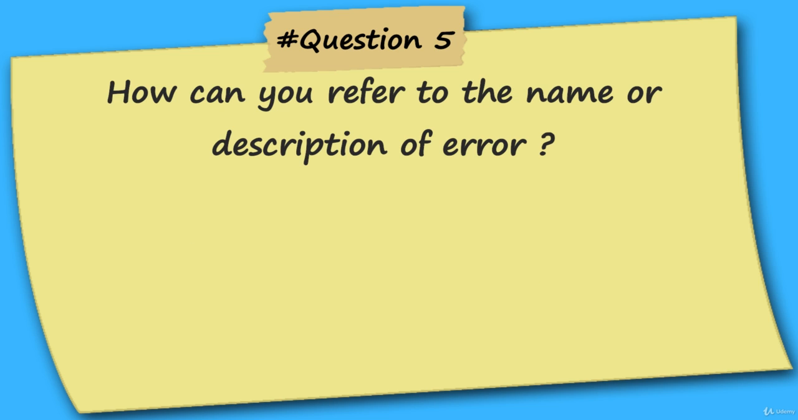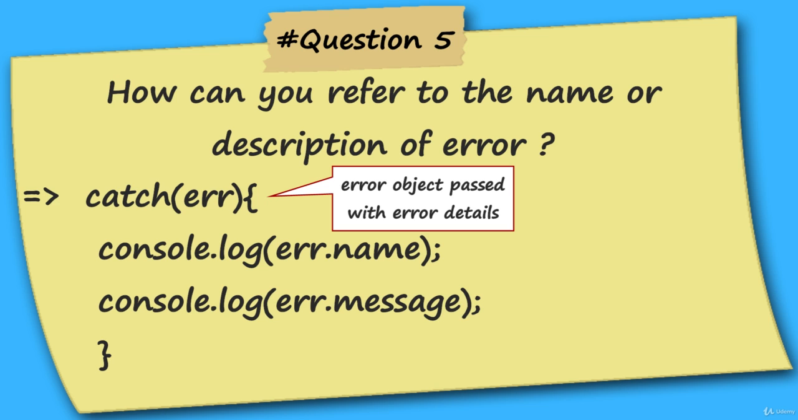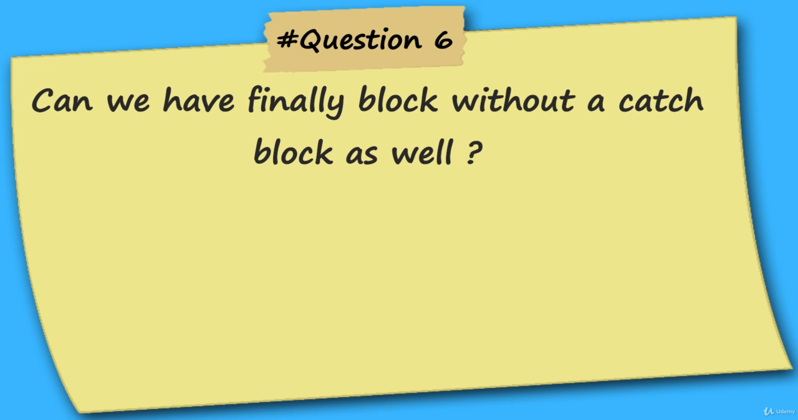The fifth question is, how can you refer to the name or description of error? So inside the catch block, we have seen that this is the ERR object, or whatever you name it. Inside this, there is always the error details passed. So you can say error dot, that is this object dot name or object dot message to get the name and description.